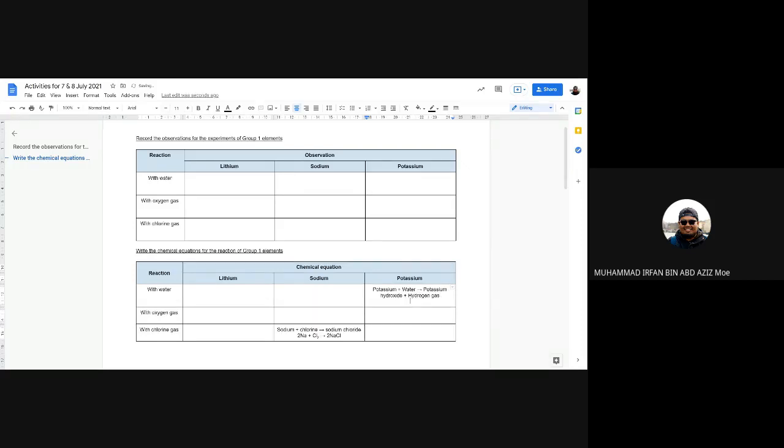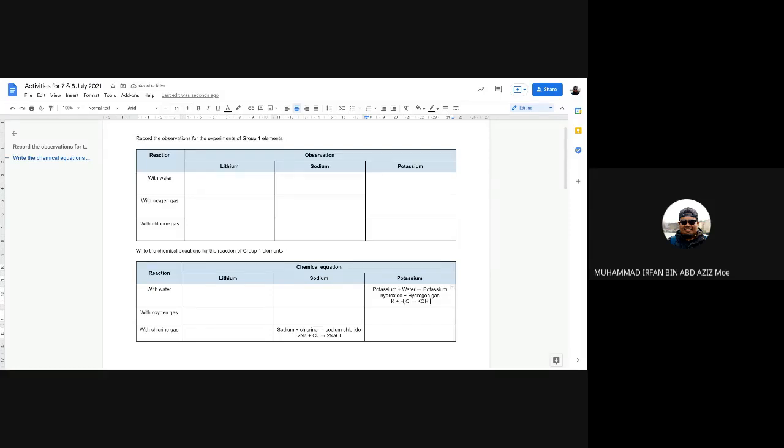Therefore the equation will be potassium, what's the symbol? K. Water, the symbol is H2O, not H20, H2O. Okay. It will produce potassium hydroxide. The formula is KOH, or potassium hydroxide. And then it will produce hydrogen gas.